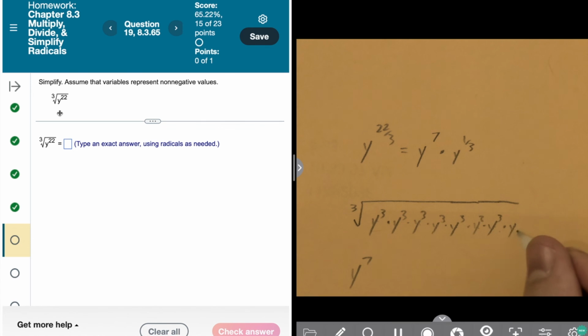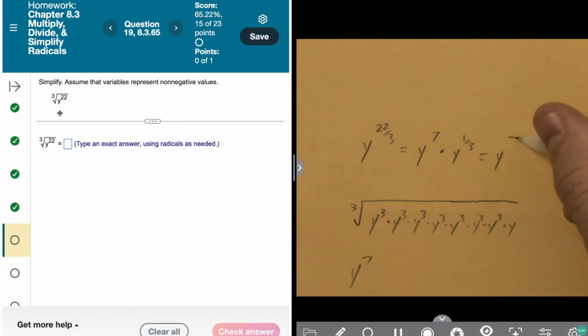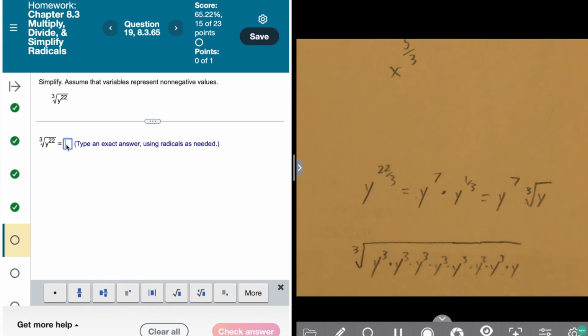And then there's one left over that was not a perfect cube, and that's the one that gets stuck inside of the cube root, because again, we have y to the 7th, that's a whole number exponent, but that 1/3 means cube root of y, the one that did not escape. These 7 escaped and they're multiplying together, so 7 y's multiplying together are now outside, and that's y to the 7th, and one of them did not escape.